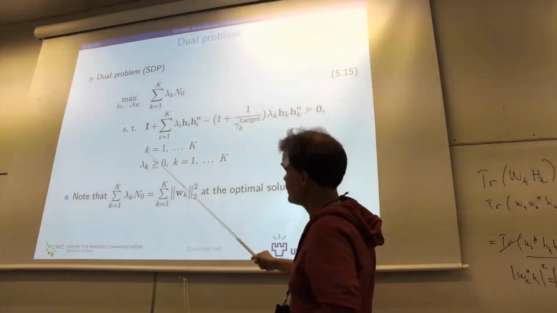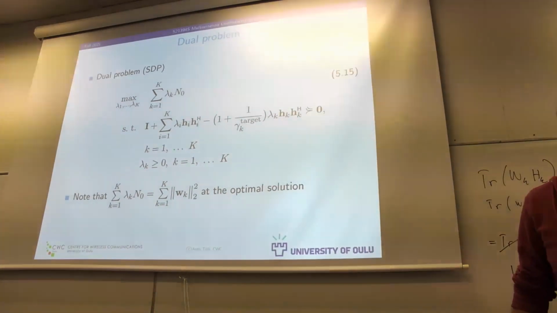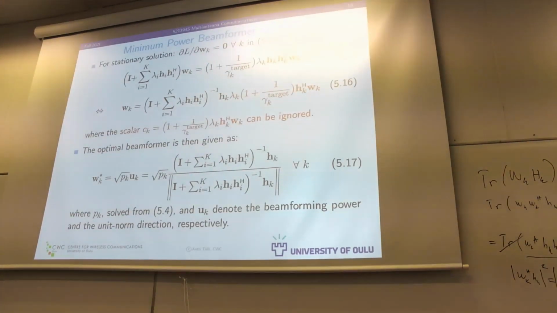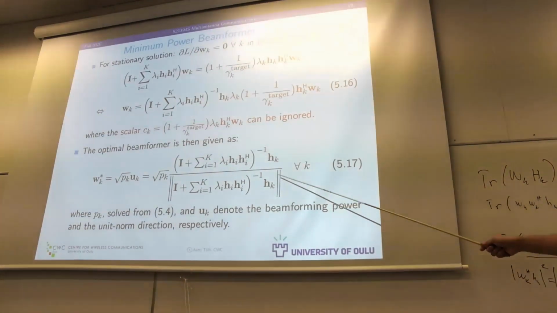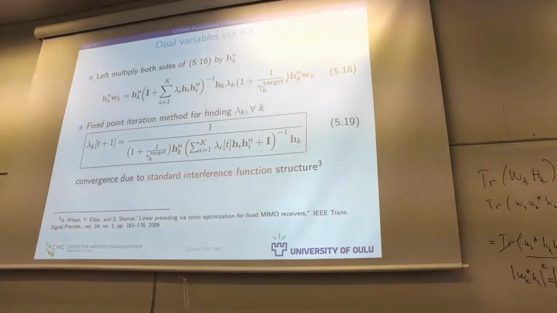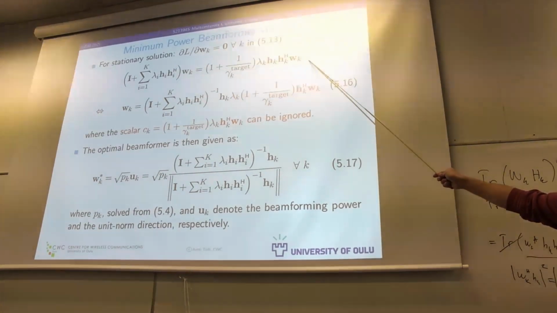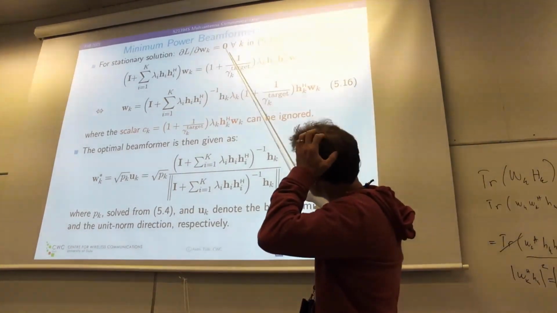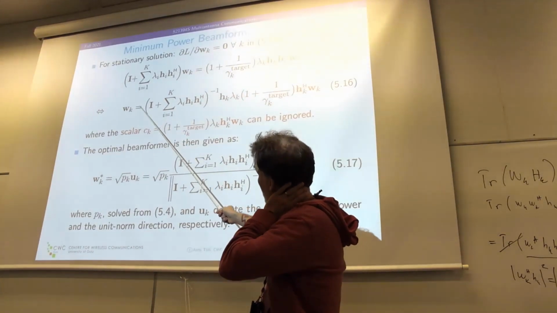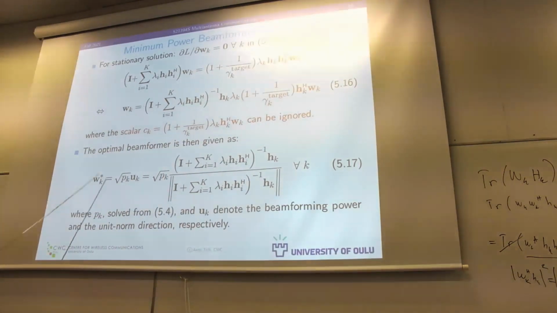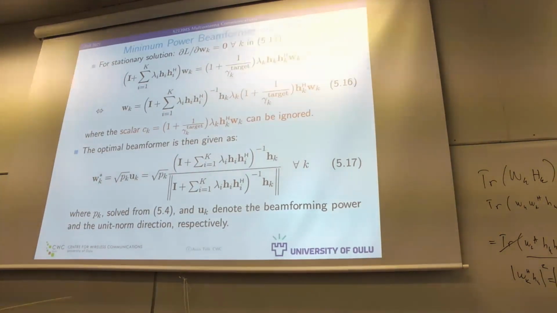It's a very simple SDP because we are just finding k scalar values, but it's still an SDP. So just to make more practical sense, we should have a better way to find these lambda values. And that can be, again, seen directly from this expression. Now, we can multiply both sides by h_k Hermitian. Right? Still, we have equality, right?